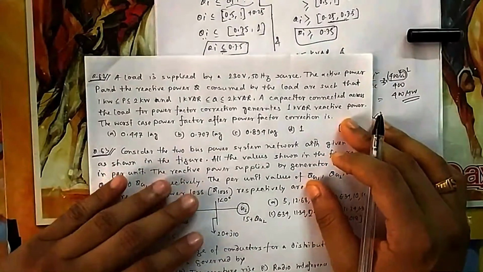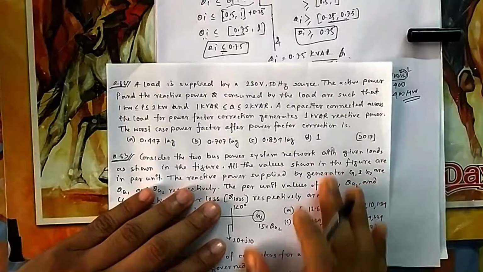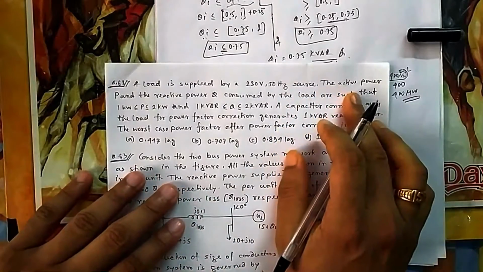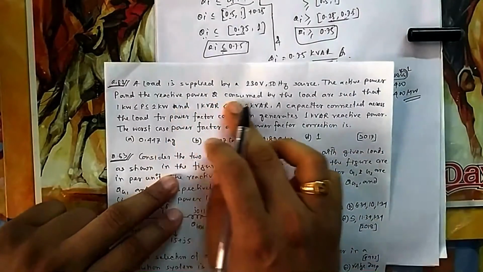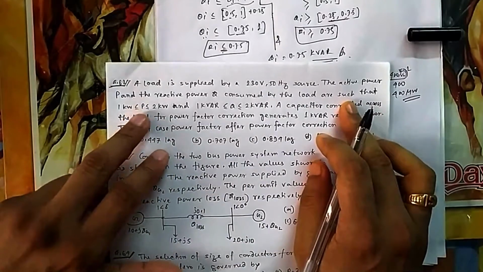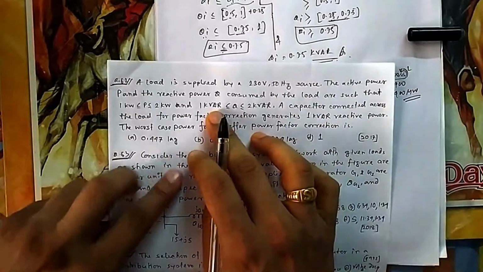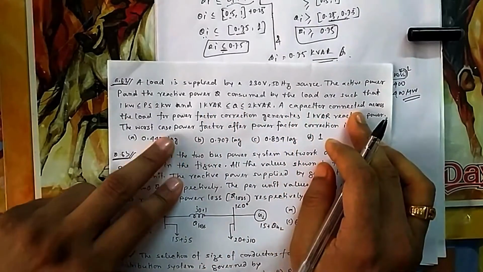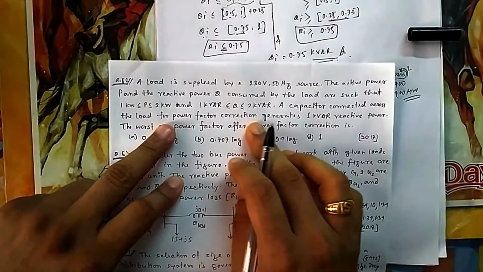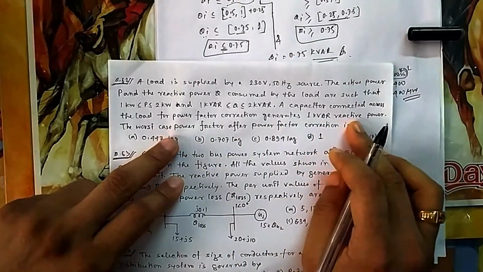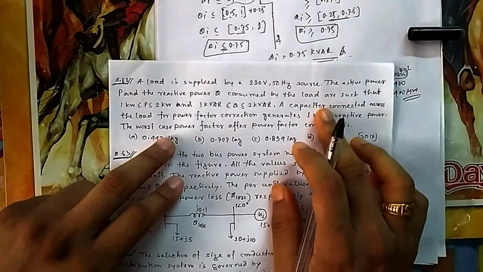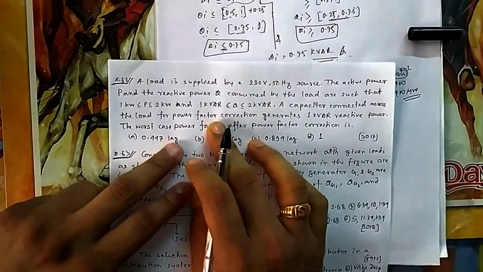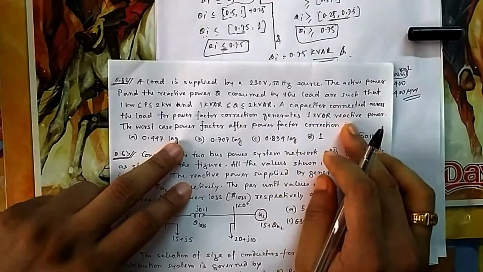Next, if you come to 62, a load is supplied by a 230 volt 50 Hz source. An active power P and the reactive power Q are consumed by the load, and they have given a range for P, 1 to 2, and Q also 1 to 2. A capacitor connected across the load for power factor correction generates 1 kVAR reactive power. Okay, the capacitor is also connected to improve the power factor, which is giving 1 kVAR.